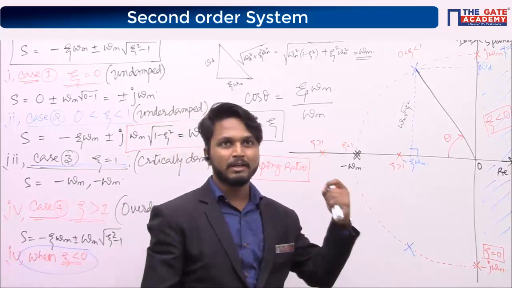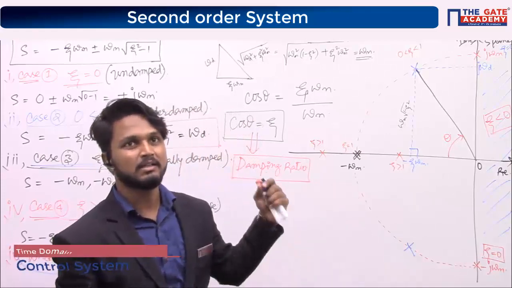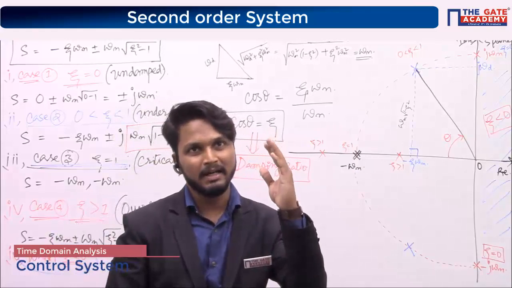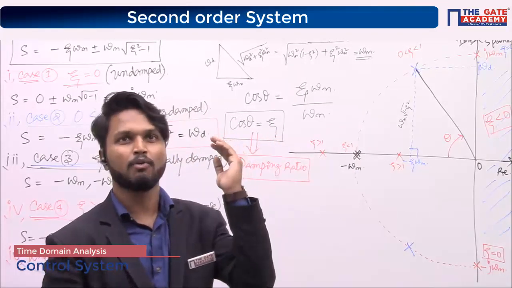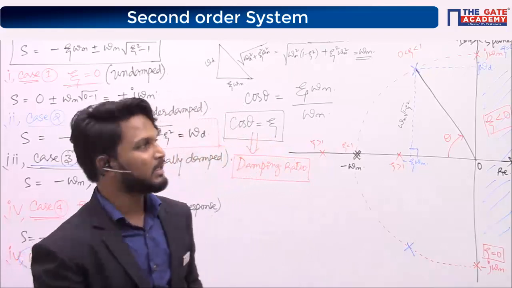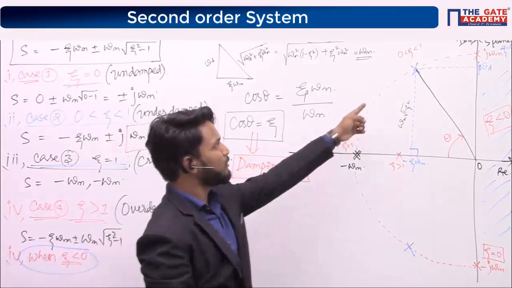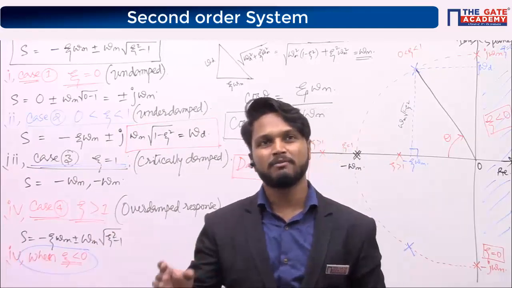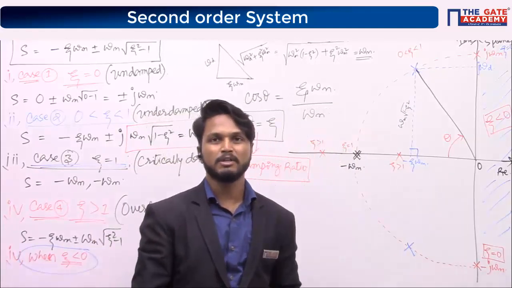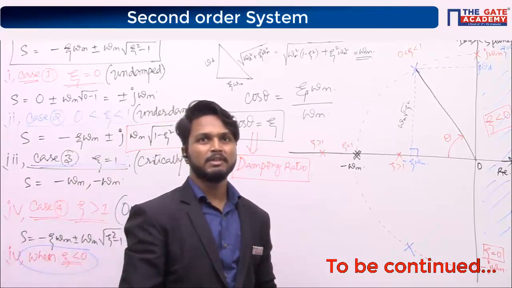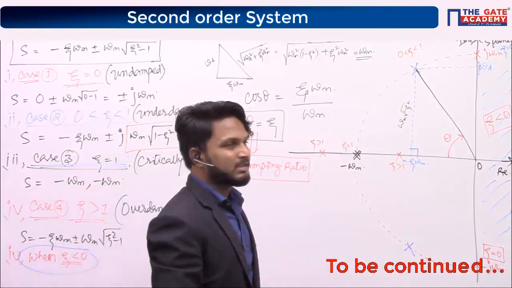We'll carefully see each and every case. Let us first observe the underdamped case, that is when zeta is between 0 and 1. Once we get the underdamped response, we'll get the remaining responses with ease. Is it clear till now?